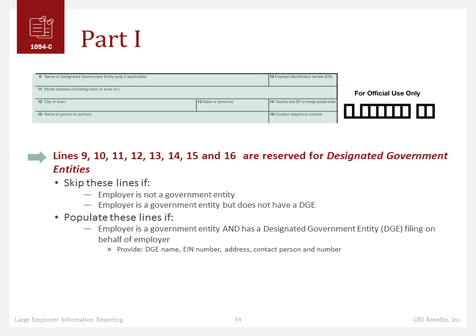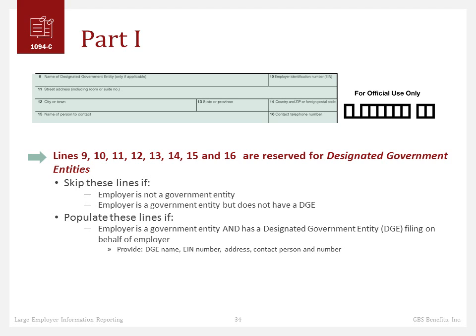this is going to be the point of contact, this person you put here in this box. Lines 9 through 16, most of you will be skipping. If you're not a government entity, you don't have to worry about this section. If you're a government entity but have not decided to have a designated governmental entity fill out these forms for you, then you can ignore this. The only reason you would use this section is if you are a government entity and you have decided to have a DGE, or a designated governmental entity, fill out these forms for you on your behalf.